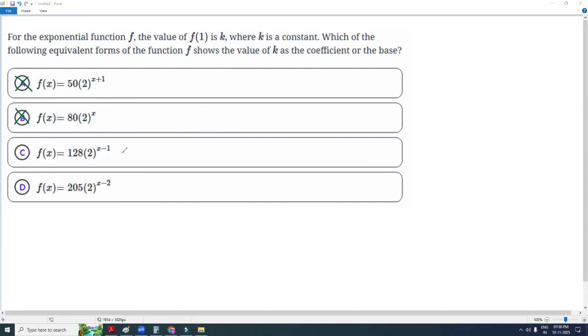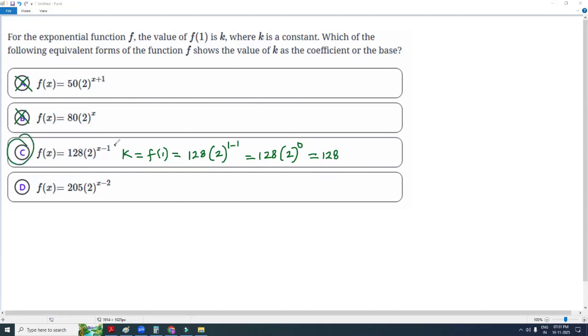Okay, now let's verify answer choice C. That is, k equals f(1). Then we have 128 times 2 to the power of, let's plug in 1 for x, 1 − 1. Then we get 128 times 2 to the 0th power. Any non-zero number raised to the power of 0 is equal to 1. So the value of this one is 1. 1 times 128 is 128. Here I got the value of k for answer choice C. And the function f(x) shows the value of k, that is 128, as a coefficient over here. So in the given answer choices, the function f(x) in answer choice C shows the value of k as a coefficient.